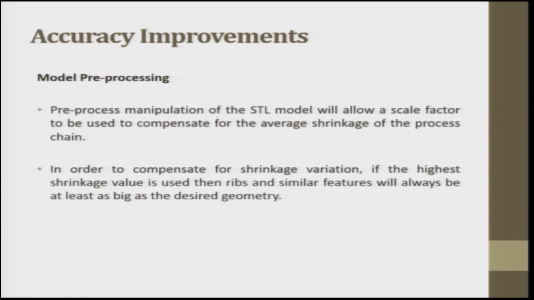The pre-process manipulation of the STL model will allow a scale factor to be used to compensate the average shrinkage of the process. So, we are essentially talking here about CAE, computer aided engineering, where we see what would be the shrinkage, and when we need to compensate this shrinkage there would always be some features which will shrink slightly more or less than the average shrinkage. So, we need to see where the shrinkage is larger and on the other hand where the shrinkage is lower, and we need to work according to that.